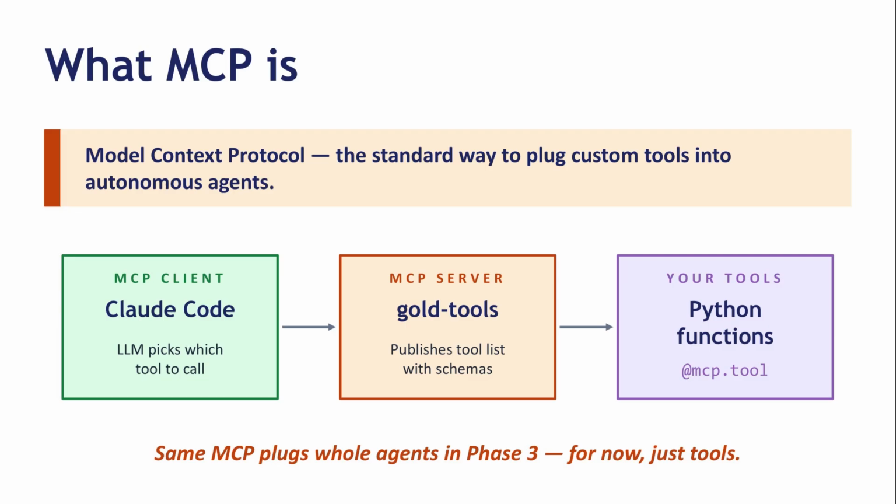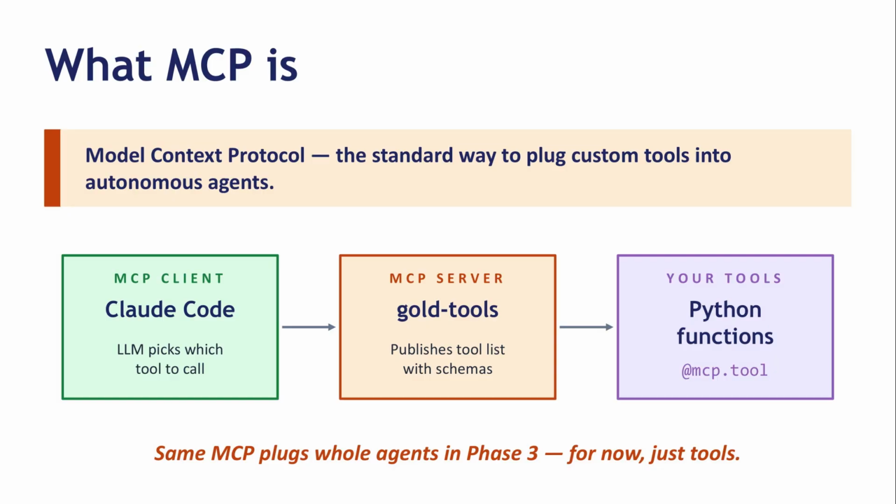MCP stands for Model Context Protocol. In one sentence, it's the standard way to plug custom tools into an autonomous agent. Here's the model. An MCP server is a separate process that publishes a list of tools: names, descriptions, parameter schemas. An MCP client, Claude Code in our case, connects to the server, reads the tool list, and lets the LLM call any of those tools during a session. To the LLM, MCP-provided tools look identical to built-in ones. That's it. The protocol does more: resources, prompts, multiple transports, but for plugging in your domain, that's the whole story.